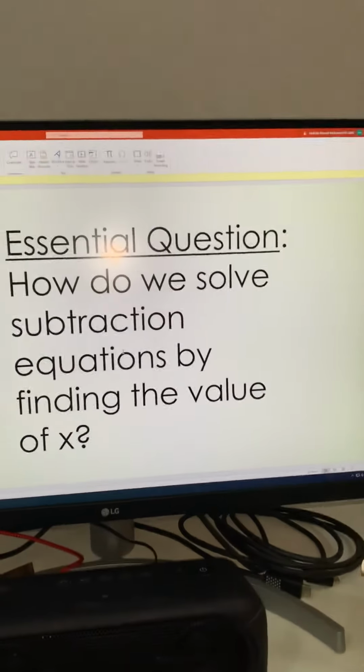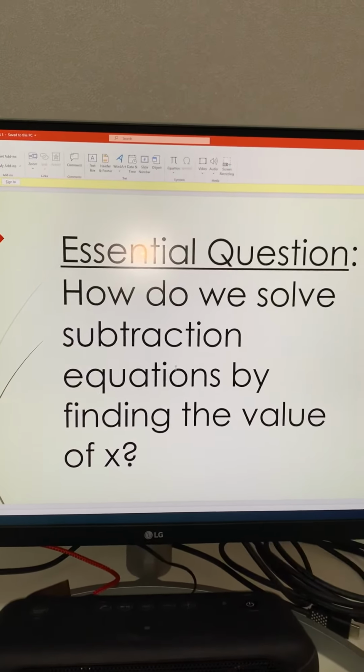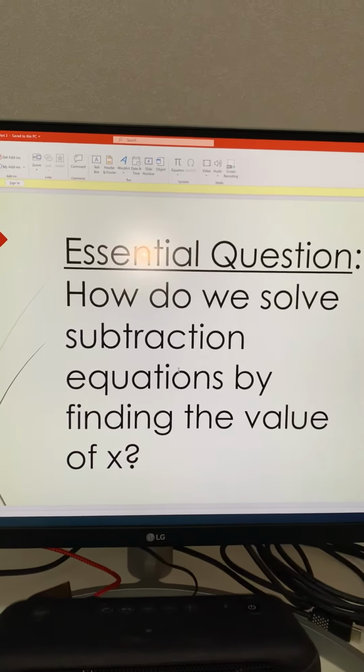How do we solve subtraction equations? By finding the value of x or any variable. It doesn't have to be x. Okay, so we're going to look at this method 2. We have x minus 2 equals 3.